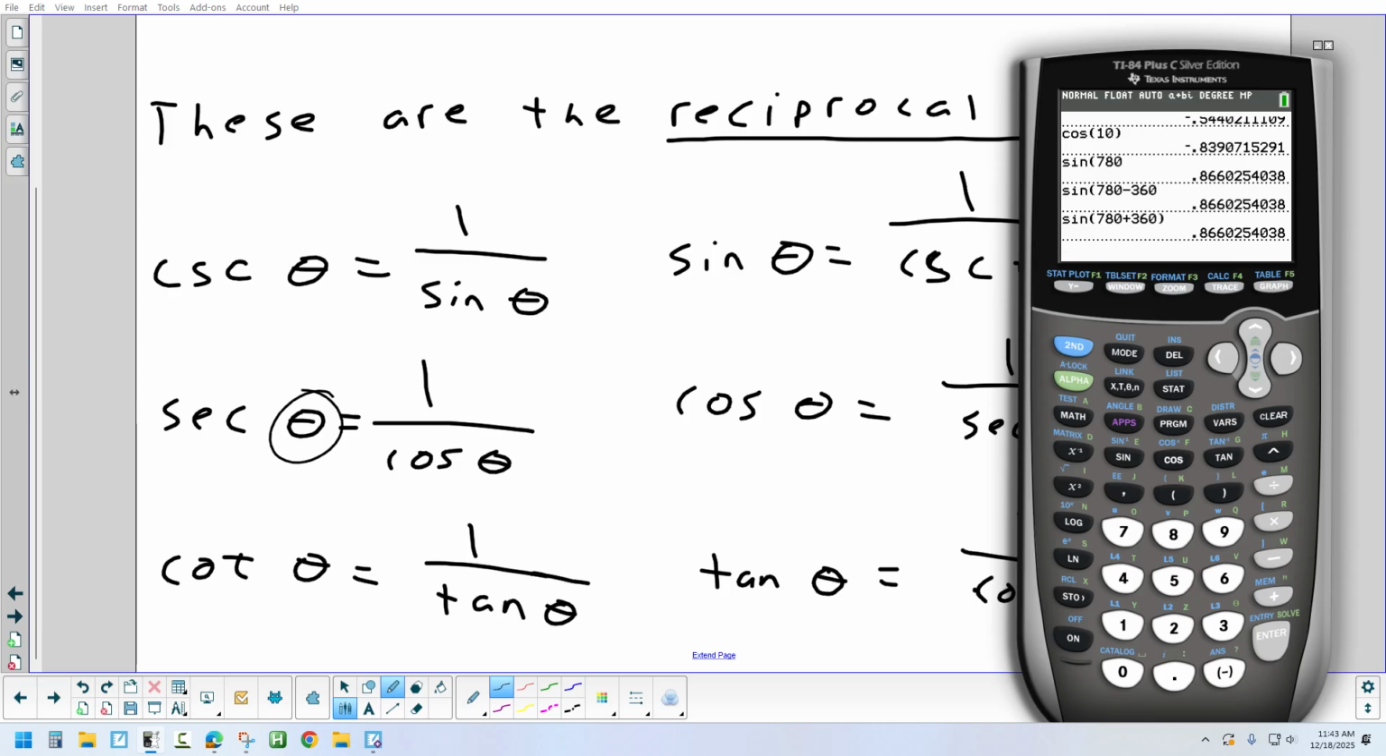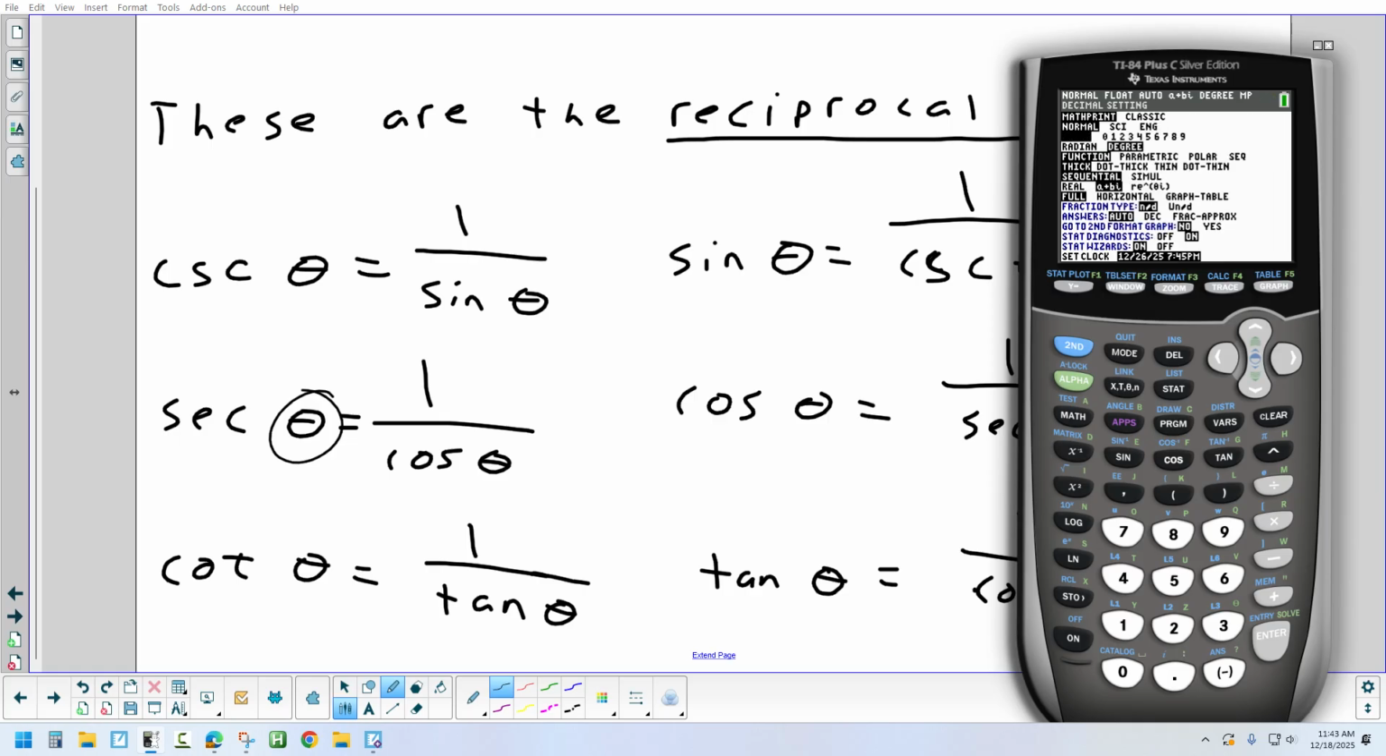What's 360 the same as in radians? Yep. 2 pi. So if I switch over to radians, I can do the same thing now with 2 pi. Let's take the sine of 5. Now let's take the sine of 5 plus 2 pi. Same thing. Adding 2 pi didn't make a difference.